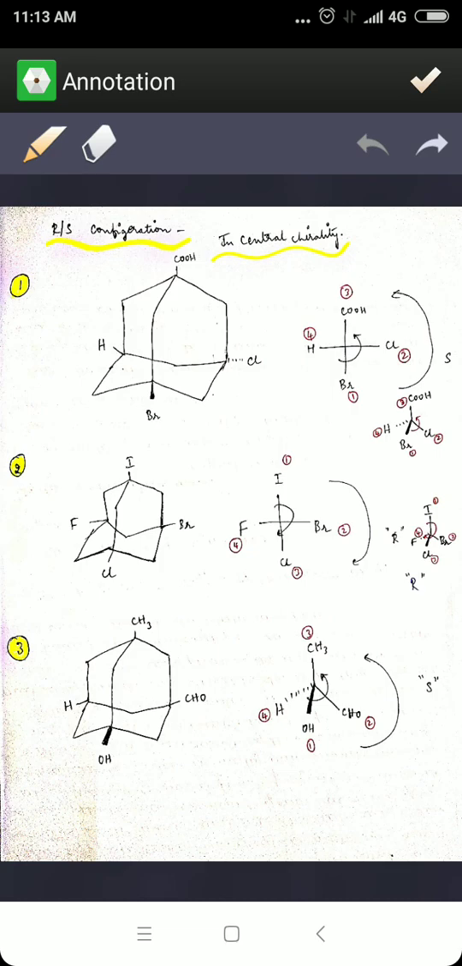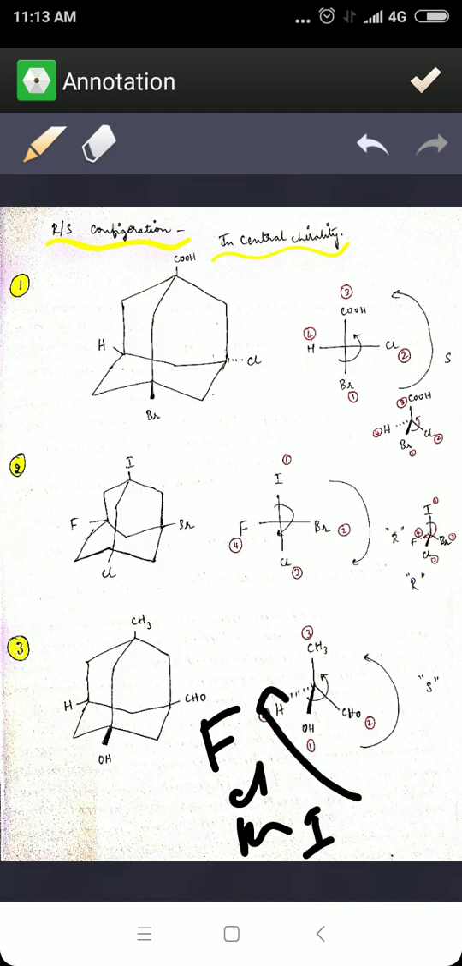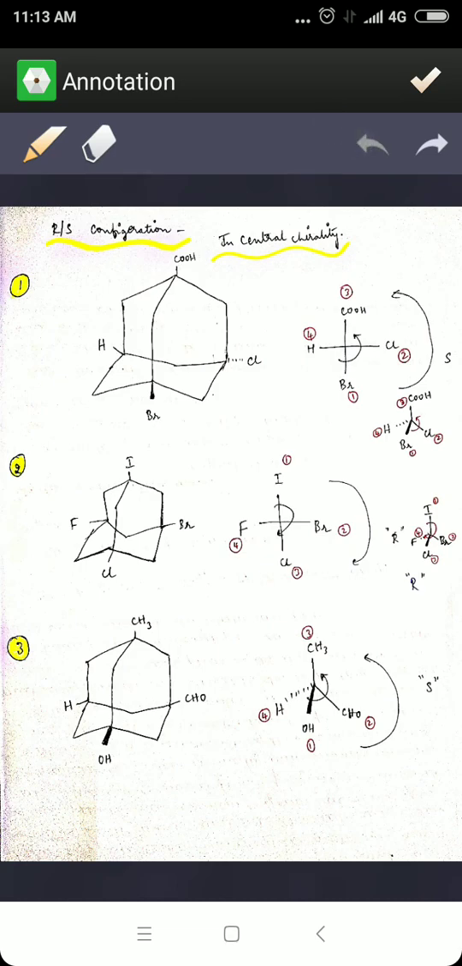So in the halogens, we have fluorine, chlorine, bromine, and iodine. So it is nothing but the reverse direction. So iodine gets the highest priority, then comes bromine, then chlorine, and then fluorine. So this is the priority in the halogens. Now, if you see the configuration and the arrow mark, you can see it is 1, 2, 3, and 4. It is nothing but the clockwise movement. So hence it is the R configuration.